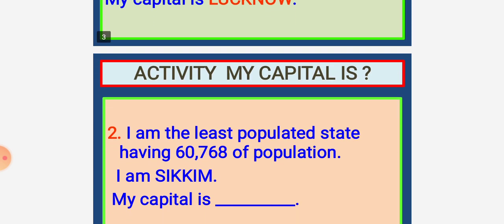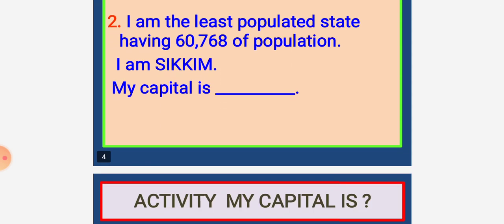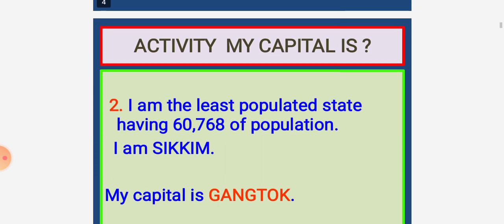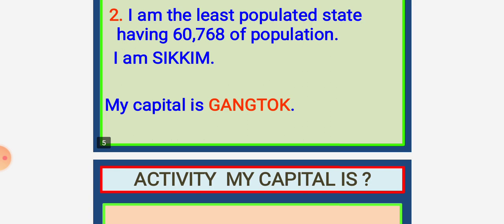Next one. I am the least populated state having 60,768 of population. I am Sikkim. My capital is dash. Yes, you are absolutely correct. My capital is Gangtok.